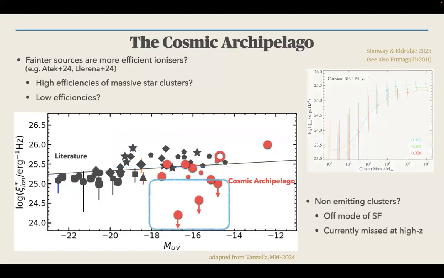And on the other hand, we are also seeing some non-emitting clusters, which means very low ionization efficiency. That may suggest a bursty mode of star formation, so that we are seeing the galaxies or the clusters just after they've been bursting. And this is particularly interesting. We are seeing them in the archipelago because they are close by to our other emitting sources. But otherwise, these kinds of sources are currently missing at high redshift. Currently the study is very much biased toward these extremely emitting galaxies.